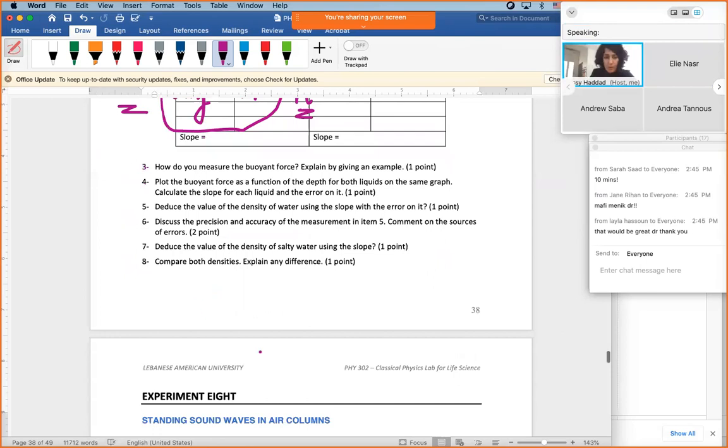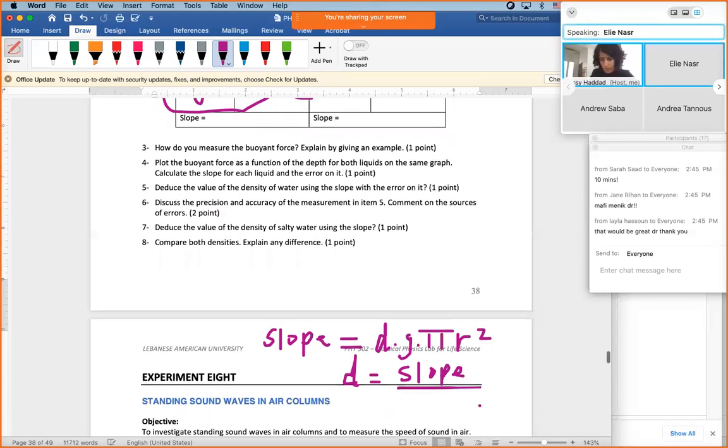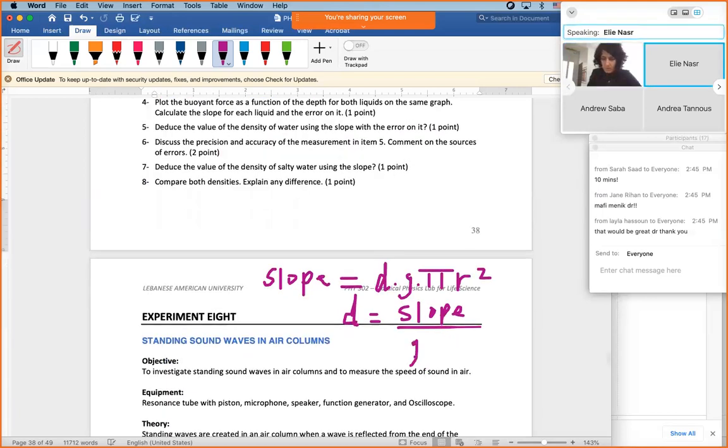So you're going to say that slope is equal to d times whatever. So let me write it down. That's really slow. g, pi r squared, right? So the density d will be equal to the slope divided by many things. And you need to find the derivatives, right? Yes, now we have in the denominator r squared, and I'm not entirely sure how we can find the derivative of the denominator when it's squared.